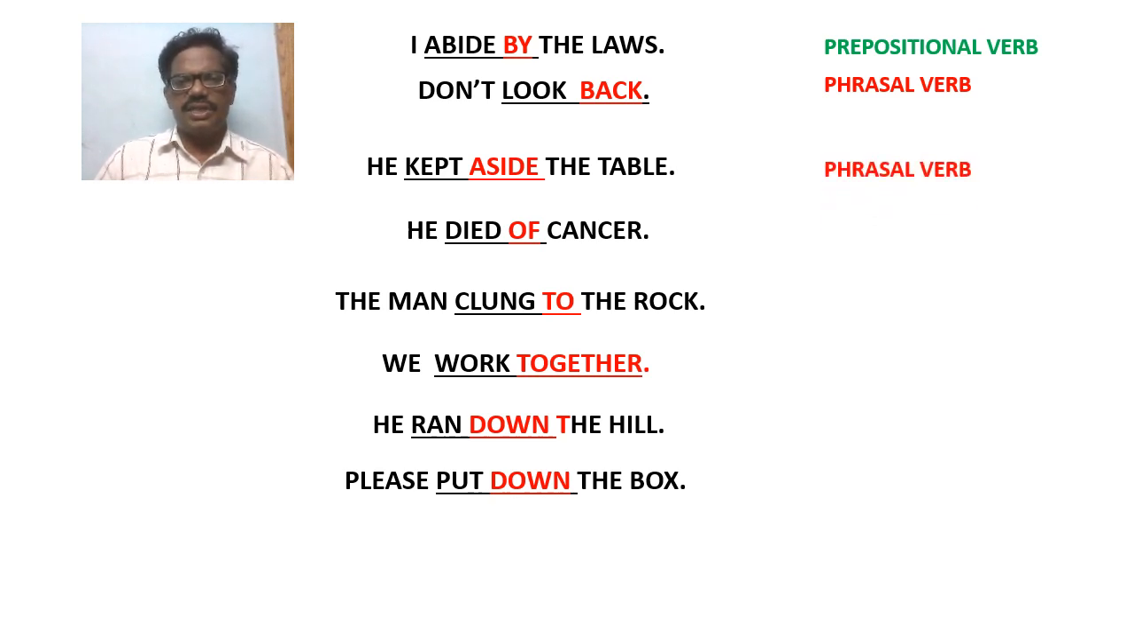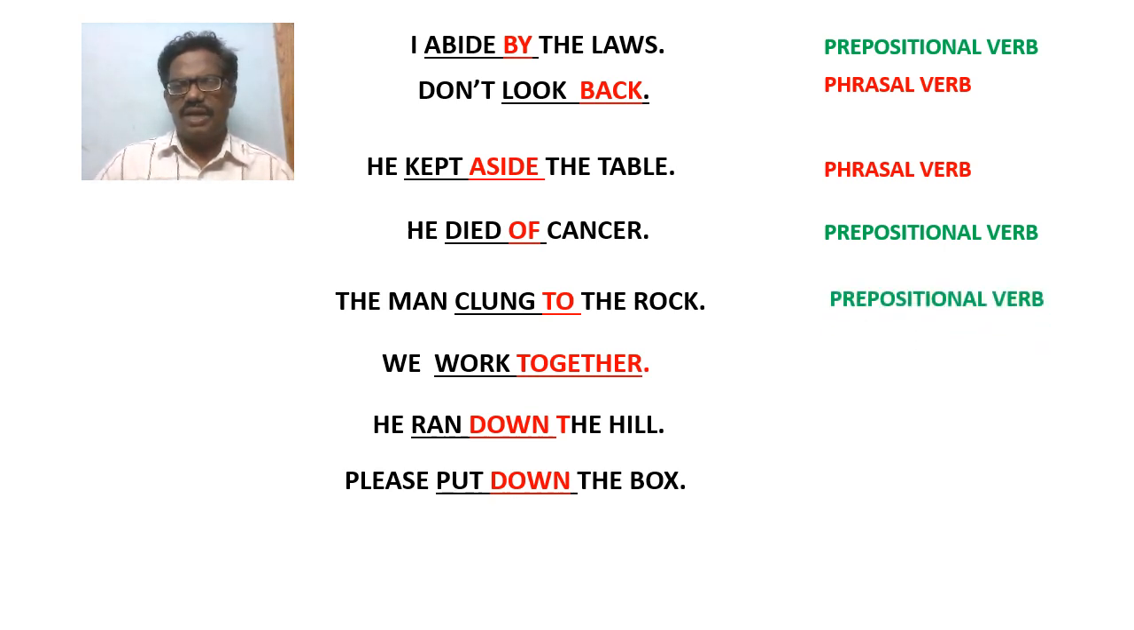And in the fourth sentence, died off is the multi-word verb, and here the multi-word verb is called prepositional verb because the particle cannot be separated from the object and cannot be placed after the object. And in the fifth sentence, the multi-word verb is called prepositional verb. Here also the particle to cannot be separated. And in the next example, work together is the multi-word verb. Here the multi-word verb is called phrasal verb because it has no object after this.